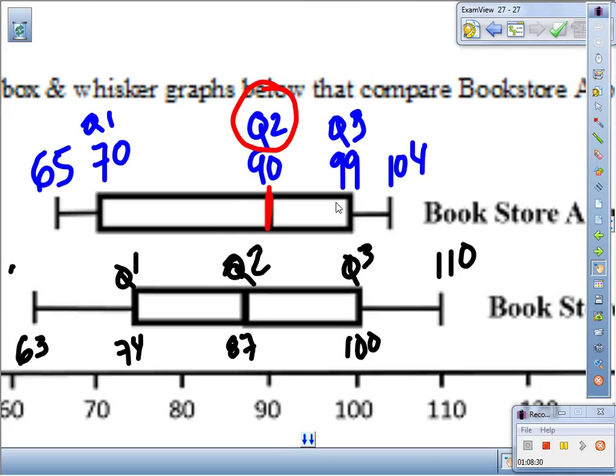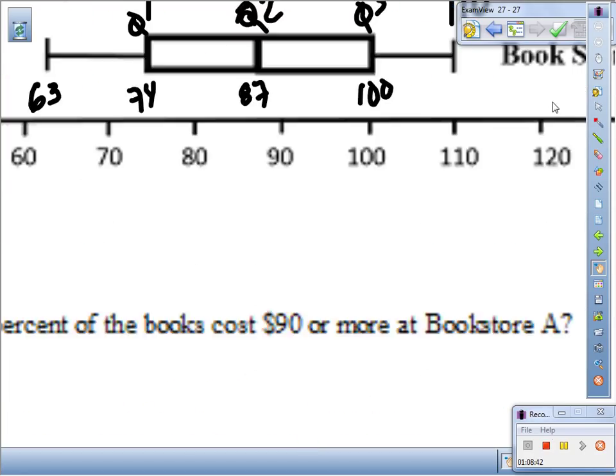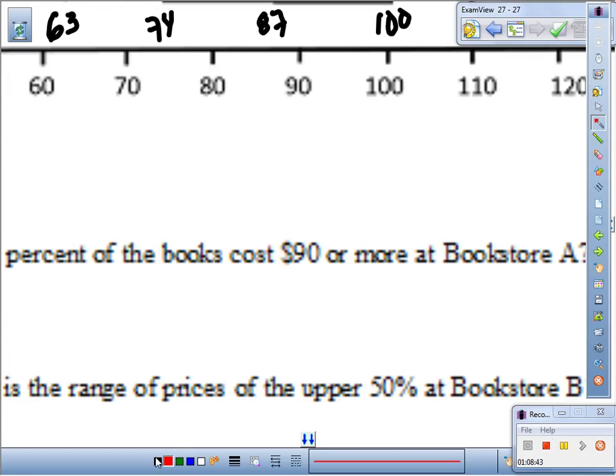So it says, question, what percent of books cost $90 or more in bookstore A? Let's see. What is the percent? 50, because it's above the Q2. 50% costs $90 or more. That is correct. 50%.